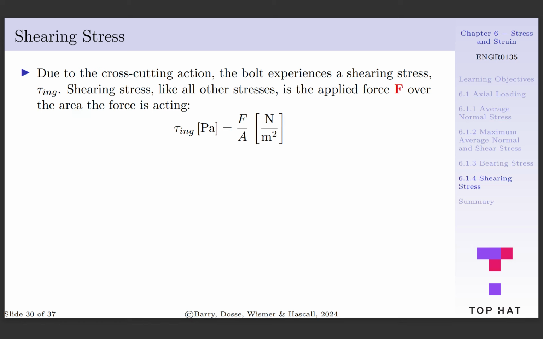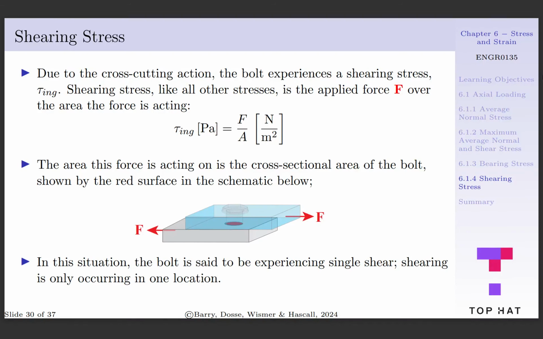Shearing stress, like all other types of stress, is the applied force over the area the force is acting on, shown in the equation below. The area this force acts over is the cross-sectional area of the bolt, which is shown by the red circle in the schematic below. In this situation, the bolt is said to be experiencing single shear, as the shearing is only occurring in one location.